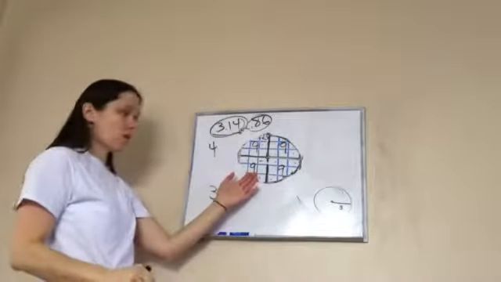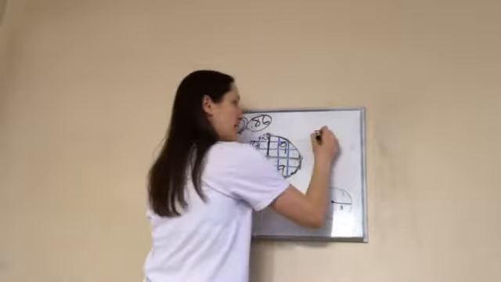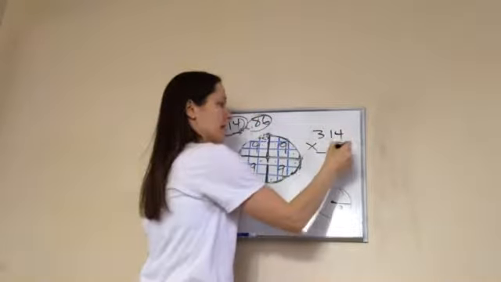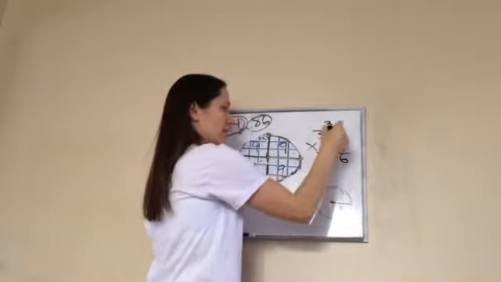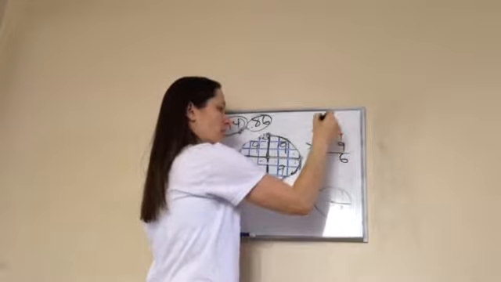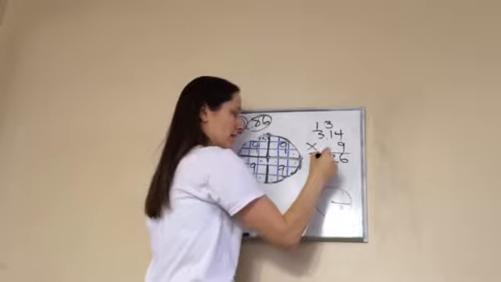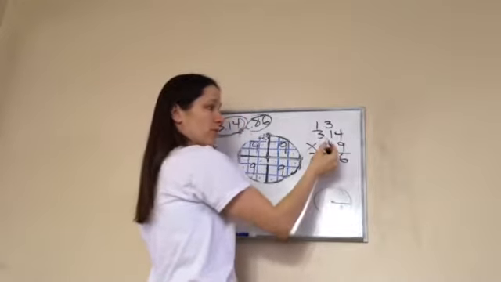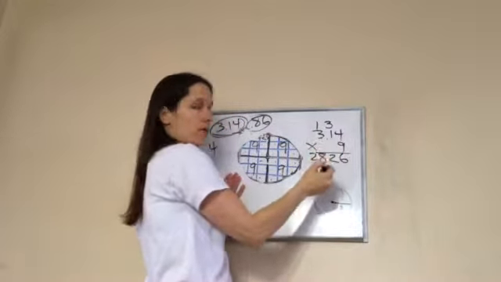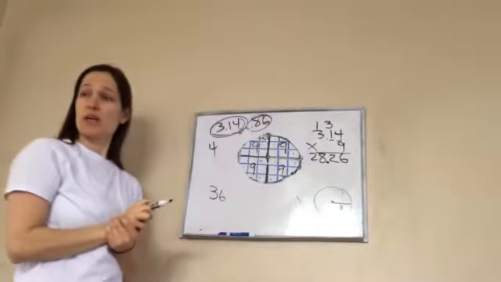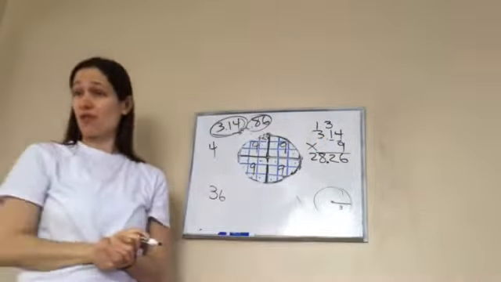Okay, so let's figure out our answer. We're going to take 3.14 and multiply it by 9. 9 times 4 is 36. 9 times 1 is 9, 10, 11, 12. 9 times 3 is 27, 28. And then, what do you remember to do? No, you count. 1, 2, 1, 2. 28.26. That's a lot different than 36, isn't it? So, the final answer is this.